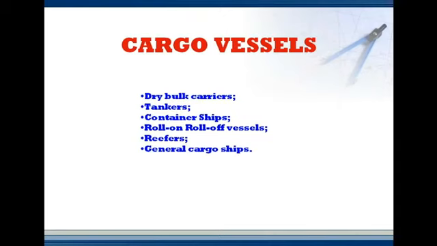Now let's talk about cargo vessels. There are six main types of cargo vessels, which are dry bulk carriers, tankers, container ships, roll-on roll-off vessels or ro-ros, reefers, and general cargo ships.